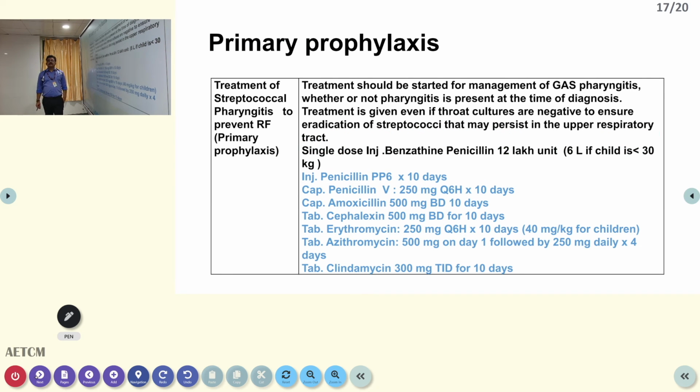Primary prophylaxis is very important. When the patient is having streptococcal pharyngitis, you can prevent heart disease by giving a prophylaxis. That is primary prophylaxis. Penicillin is the most preferred drug here. We can give injection benzathine penicillin, 12 lakh units, or penicillin oral tablets can be given. Alternatives are amoxicillin, cephalexin, erythromycin, and azithromycin.